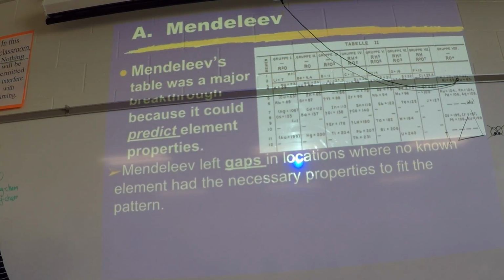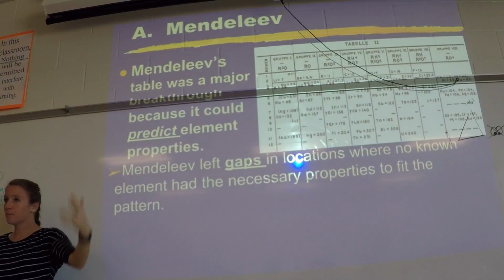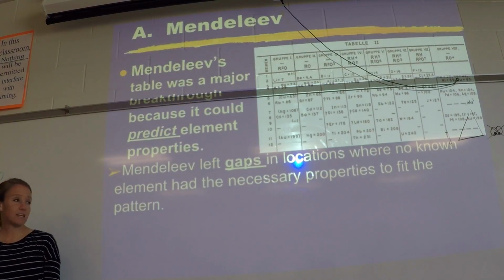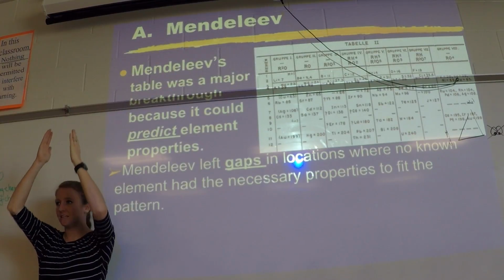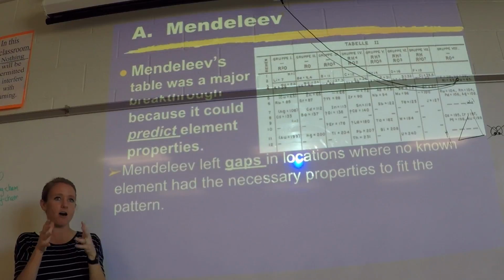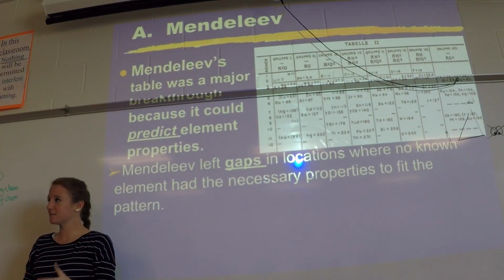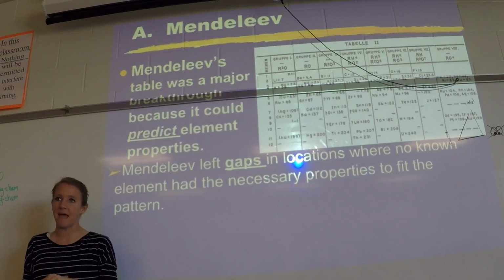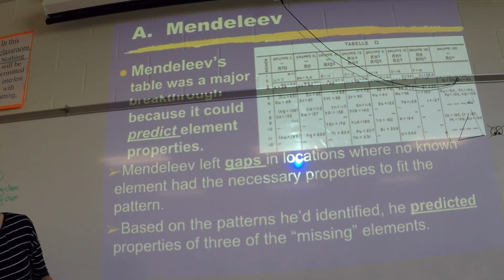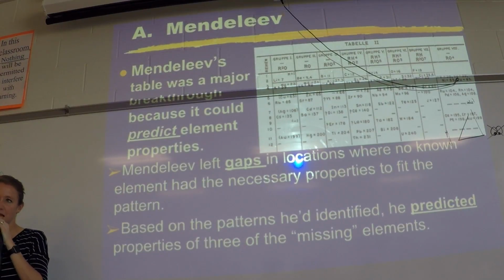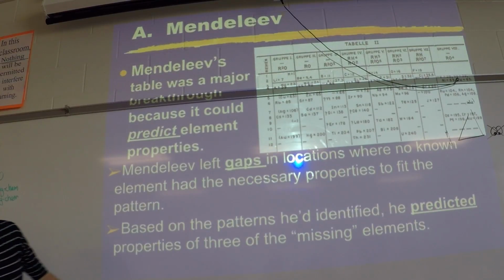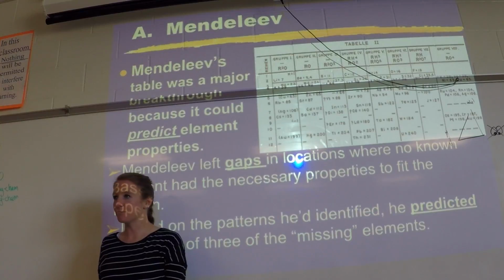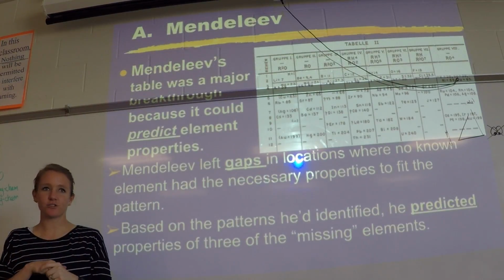Like our video talked about, he was able to predict properties of things that hadn't been discovered yet. So he put blanks, or gaps, in his periodic table, because he's like, okay, this doesn't really fit this family, something else must belong here. And then he could predict things about it, and down the road, we discovered it, and it matched, which was pretty cool. So he was able to predict the properties of 3 of the missing elements in his table. Obviously, our table has grown a lot since then in the amount of elements we have, but it was a good start to the structure of it.